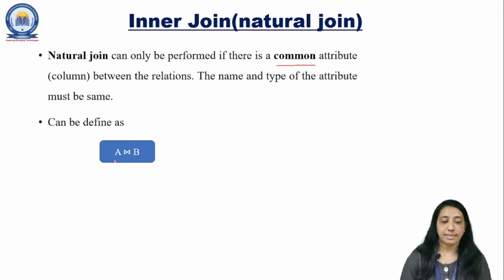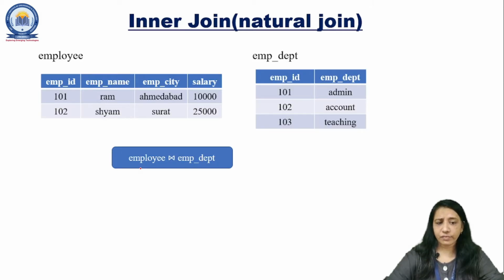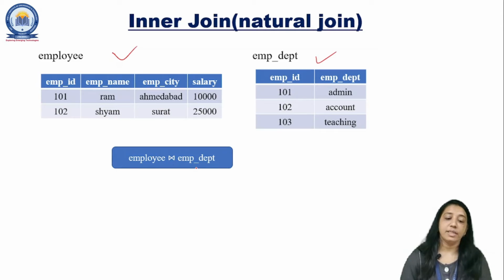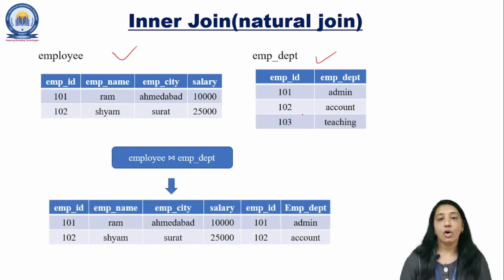It can be defined as A and B, the two relations, and in between you have to specify the symbol of a join. How will it work? We are going to refer to the same two tables again, employee and employee underscore department. If I write employee, then the symbol of join, and EMP underscore department, the output is going to be only two rows. Whatever we have seen in the Cartesian product gives us all combinations. That means here two rows are there and here three, so in output it will give 6 rows.